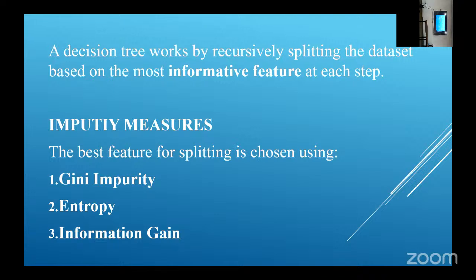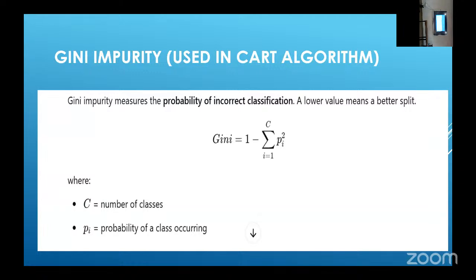So for the identification of misclassification, we are using 3 formulas. What is the first one? Gini index. Second one, entropy. Third one, information gain. Among these 3 formulas, which is more easy? Gini impurity. It is very easy to implement.